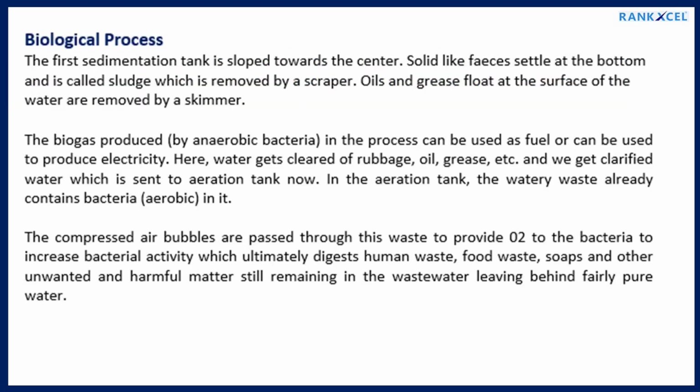Biological process. The first sedimentation tank is sloped towards the center. Solid-like feces settle at the bottom and is called sludge, which is removed by a scraper. Oils and grease float at the surface of the water and are removed by a skimmer. The biogas produced by anaerobic bacteria in the process can be used as fuel or to produce electricity. Here, water gets cleared of rubbish, oil, grease, etc., and we get clarified water, which is sent to the aeration tank.